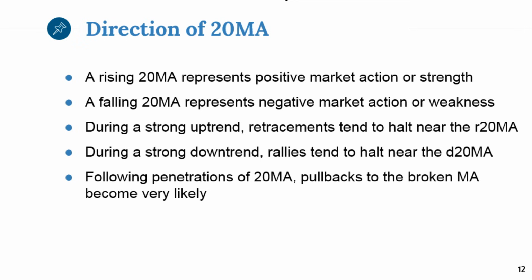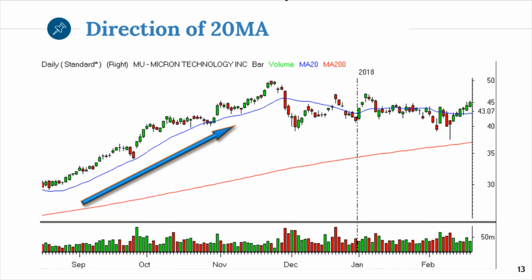Following penetrations of the 20 MA, pullbacks to the now broken MA become very likely. So when the stock is trading in an uptrend and is bouncing off of the 20, perfect. It bounces every time. But once it finally breaks it, you get the next retracement. In this case, we really didn't get much of a retracement, but the next retracement will also break it. Next retracement broke it every time.